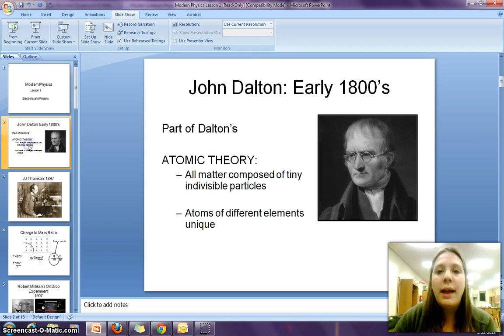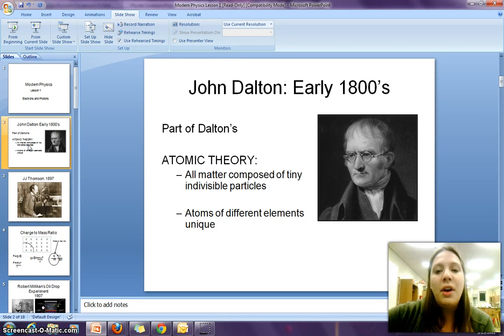So in chemistry class, you learn about the history of atomic theory. And John Dalton had an atomic theory as of the early 1800s. And two parts of his atomic theory stated that all matter is composed of tiny, indivisible particles. So he didn't know about subatomic particles, protons, neutrons, and electrons. He thought that atoms were just sort of solid spheres.